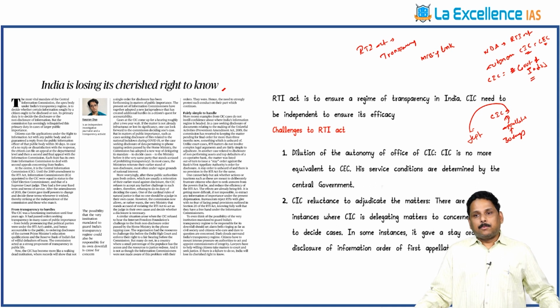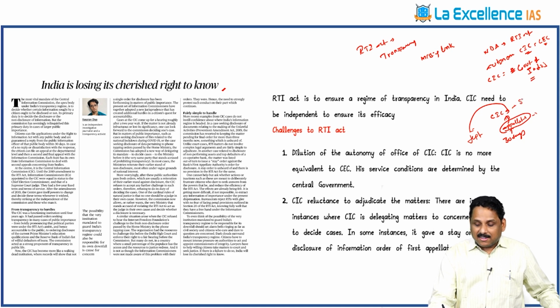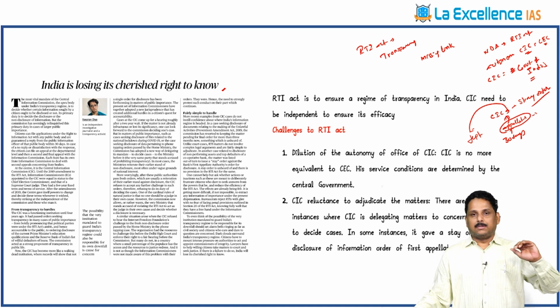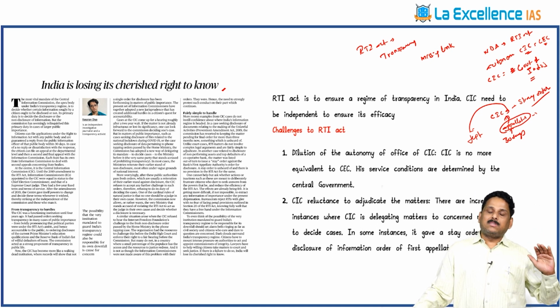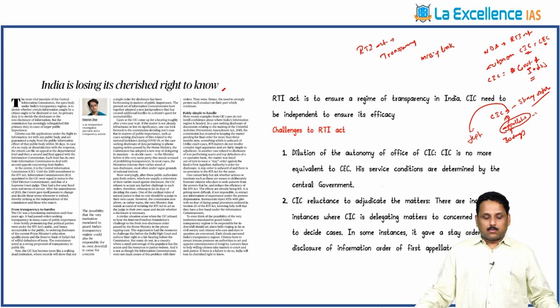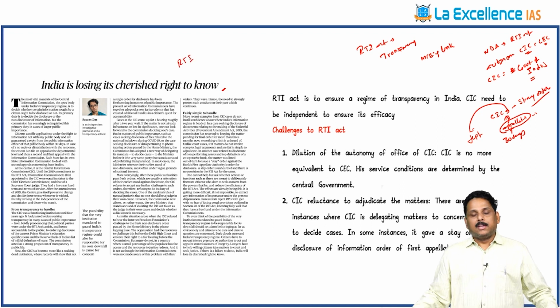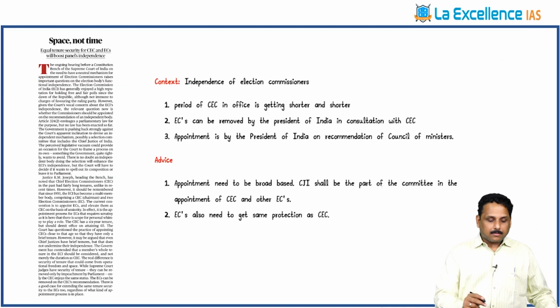The CIC is supposed to favor the person who is seeking the information, and many times the first appellate authority recommends disclosure of information. The CIC has struck it down or else given a stay order. So it means that rather than working in favor of the person seeking the information, it is working in favor of the department which is hiding the information. That's why the Right to Information Act, which is very cherished, is losing its significance today.